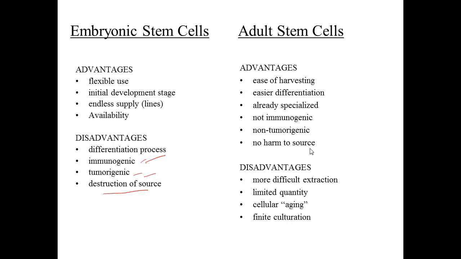These are generally not the case or the considerations for adult stem cells. However, it's hard to obtain them. They're in limited quantity because we can't propagate them indefinitely in vitro, and they also age. They don't have unlimited replicative potential.